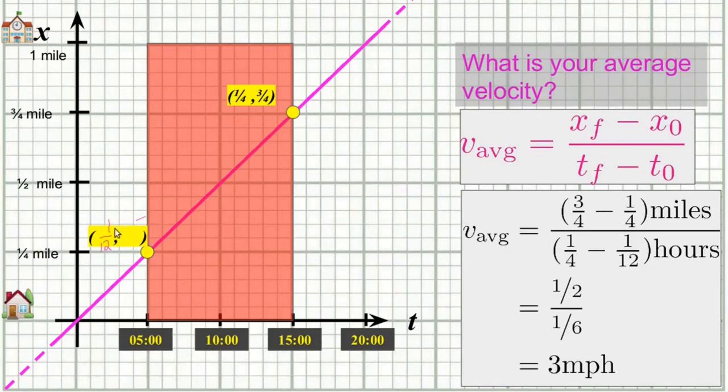And our position, we start out at 1/4 of a mile. So if we apply the same definition, we're going to take the difference in displacement, 3/4 minus 1/4, divided by 1/4 of an hour minus 1/12 of an hour. So that's 15 minutes minus 5 minutes. That's 1/2 divided by 1/6. You can find the common denominators there. That's still 3 miles per hour, not surprising.